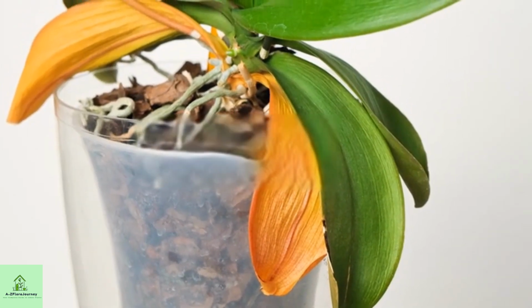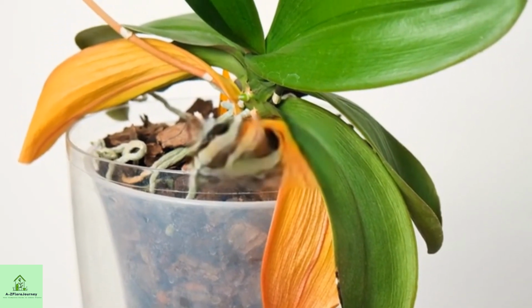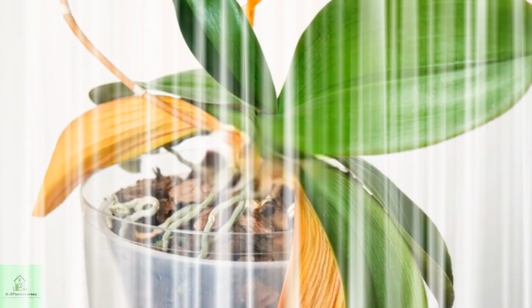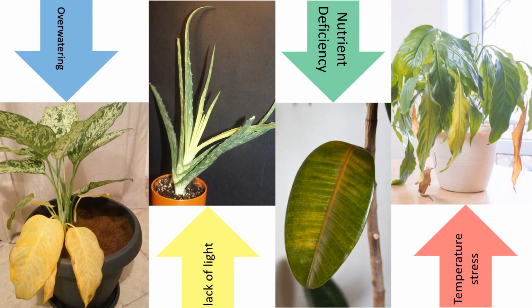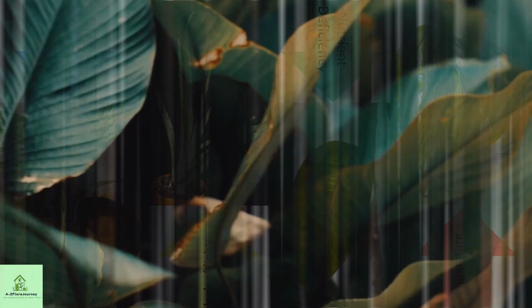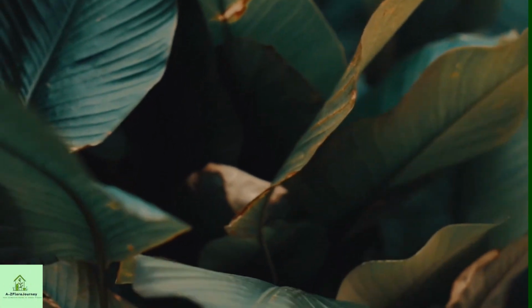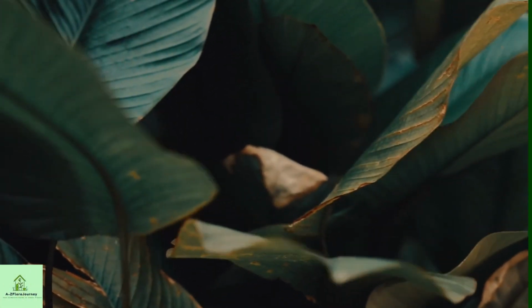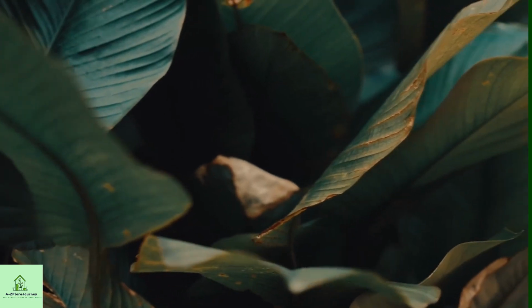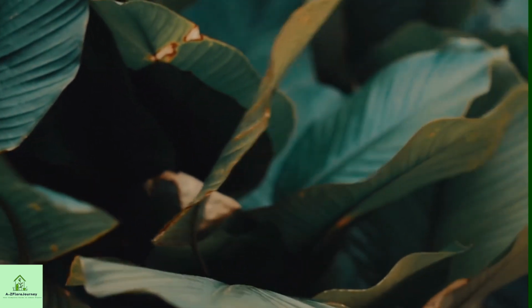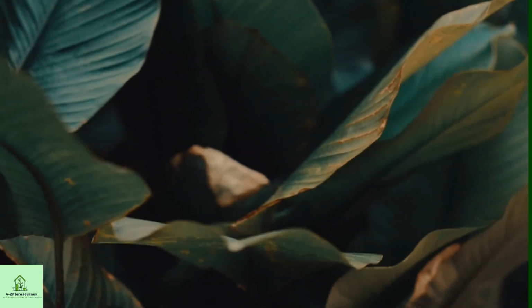1. Yellowing leaves. Could indicate overwatering, lack of light, nutrient deficiency, or even temperature stress. 2. Brown leaf tips. Often caused by low humidity, improper watering, or salt buildup in the soil.